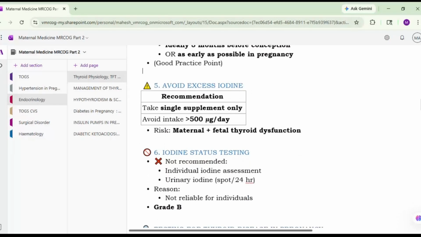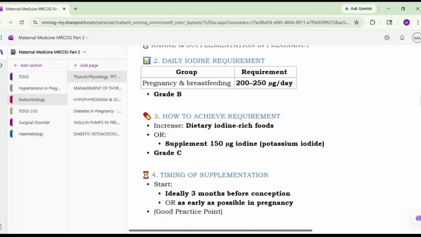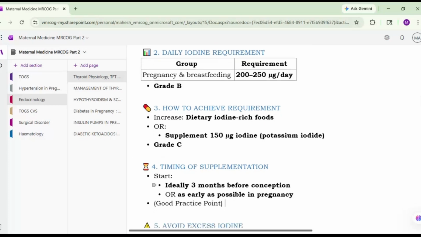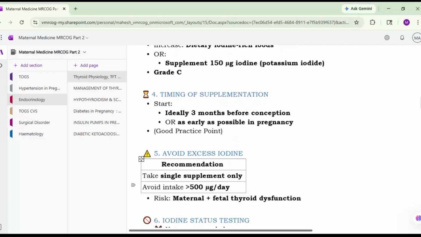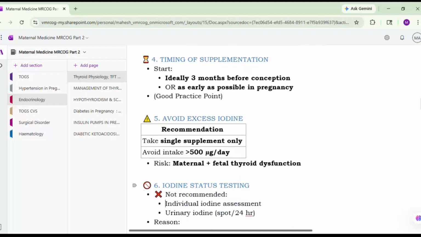Okay, so total pregnancy and breastfeeding requirement is 200 to 250. Supplementation is around 150 microgram, and we should not give more than 500 microgram per day. So take a single supplement only. Avoid intake of more than 500 microgram per day. Maternal and thyroid dysfunction risk will be there if there is an excess of iodine intake. So you should remember these few figures.